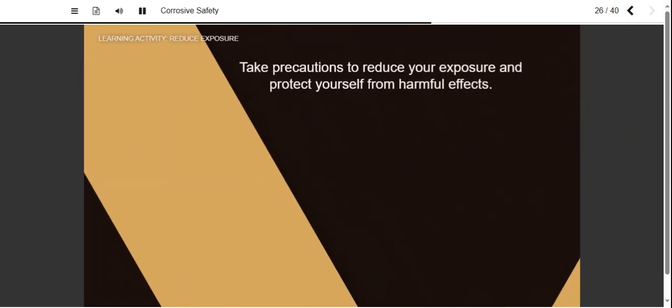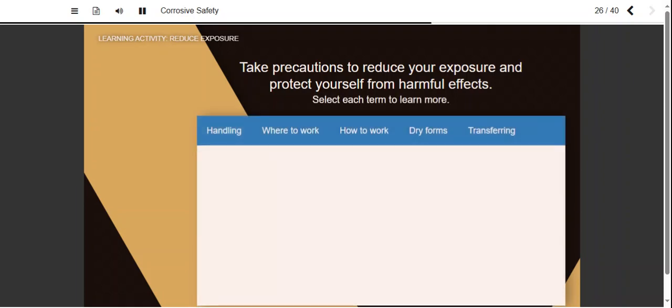When using corrosive material, you should take precautions to reduce your exposure and protect yourself from harmful effects. Select each term to learn more.